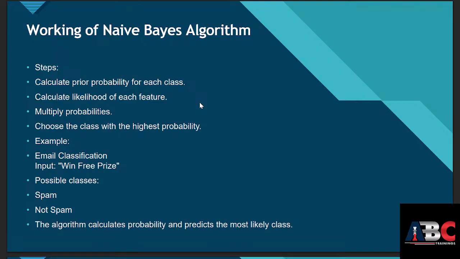Second, calculate the likelihood of each feature. Next, the algorithm calculates the likelihood, which means the probability of each feature occurring given a specific class. For example, the probability that the word free appears in a spam email, the probability that the word win appears in a spam email, and the probability that the word price appears in a spam email. The algorithm calculates this for each feature to determine which ones strongly indicate a particular class.